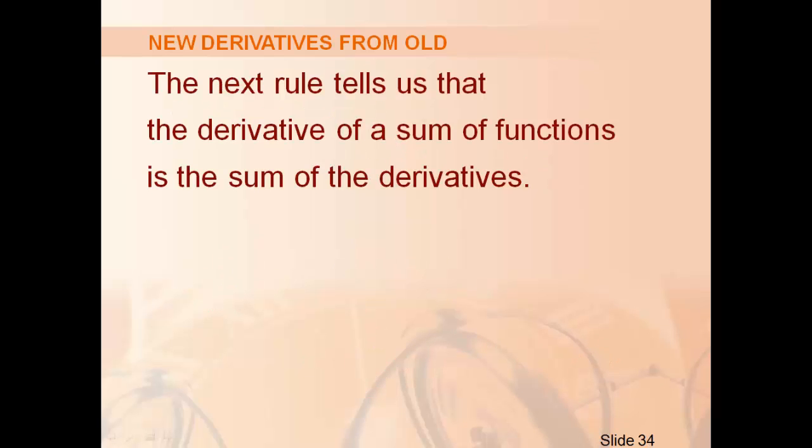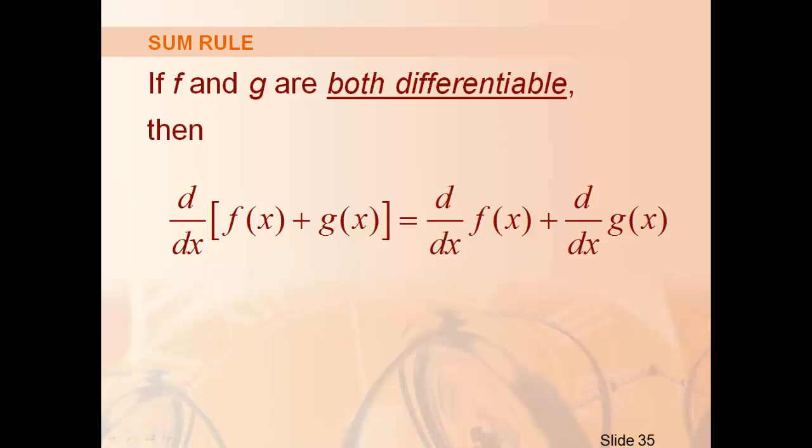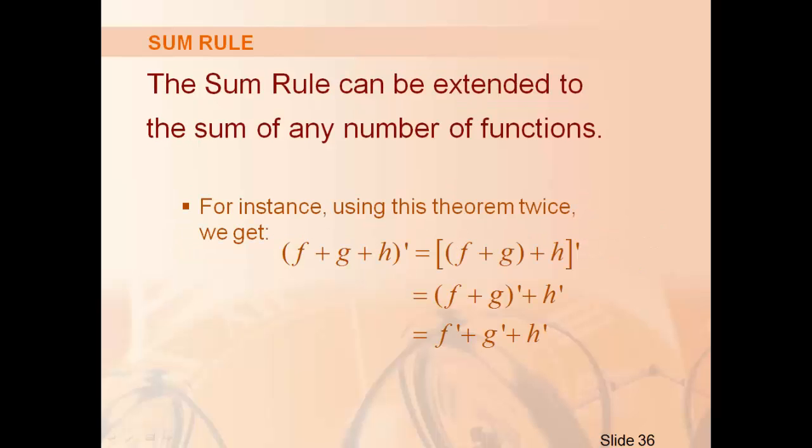The next rule tells us that the derivative of a sum of functions is the sum of the derivatives. We saw a similar rule with limits. If I have the derivative of a sum of functions, then I can take the individual derivatives. And that is true if both functions are differentiable. The sum rule can be extended to the sum of any number of functions. It doesn't have to just be 2. I can add any number of functions, and when I find their derivatives, I can just add the individual derivatives.